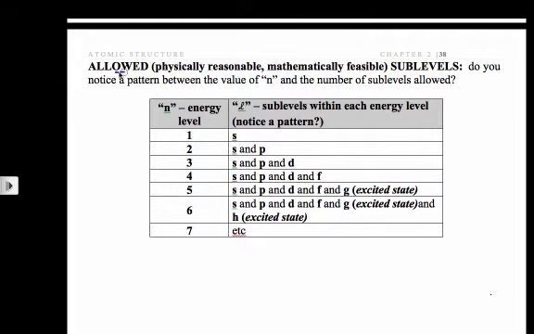And when we talk about being allowed, we're talking about being physically reasonable or mathematically feasible. So if we're at energy level 1, all we can have is S. It's very close to the nucleus. You can't get too many electrons in there without adding too much repulsion. If you're at energy level 2, you can have S and P. Notice that the energy level number is how many sublevels you have. So energy level 4 can have 4 sublevels. Going stupid people die first. All right. And again, G's and H's are excited states.